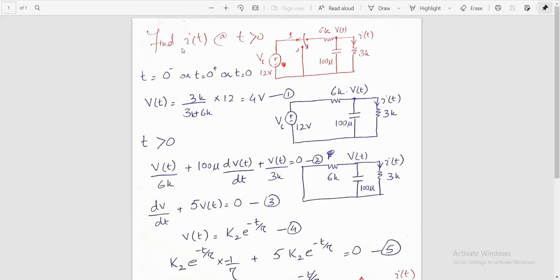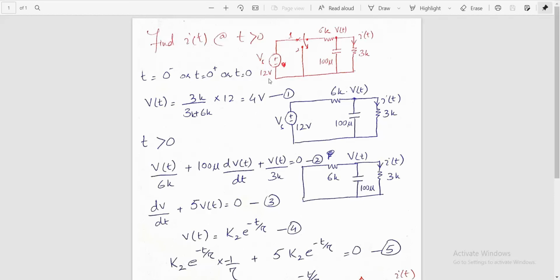Basically, I have chosen this circuit because there are 2 to 3 very good learning points in it. We have a DC voltage source of 12 volts. We have a switch which is in position 1, and at time t is equal to 0 it moves to position 2. We have a resistance of 6 kilo ohms, a capacitor of 100 microfarads, and another resistance of 3 kilo ohms.